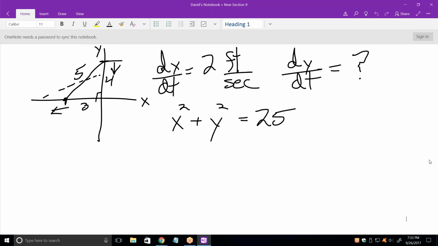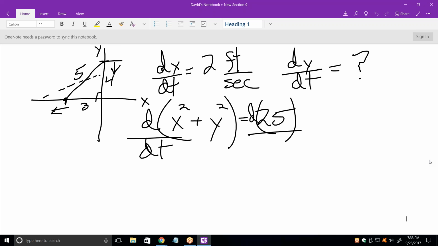So that's the equation we're dealing with for this model. Now, implicitly differentiate this with respect to time. In other words, take the derivative of the left side with respect to t and take the derivative of the right side with respect to t. What do you get on the left side?